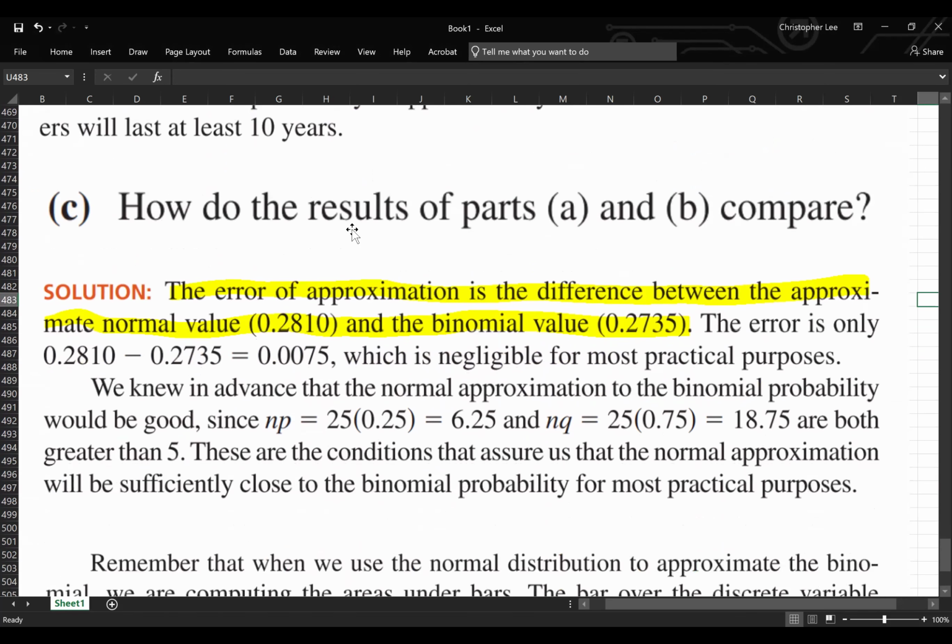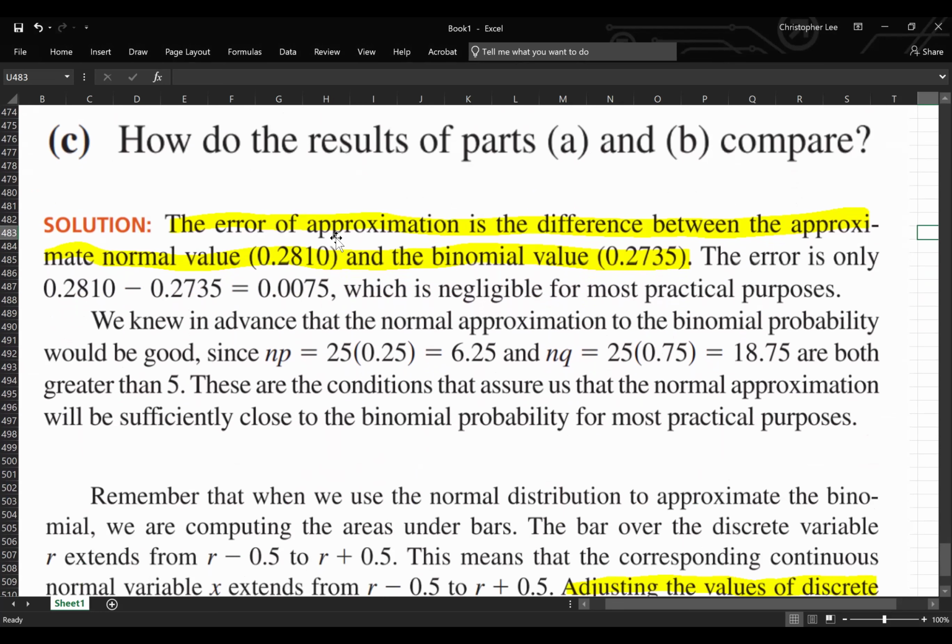So how do these results compare? The error of approximation is the difference between the approximated normal value, which is what we found, 0.281, and the binomial value, which is 0.2735. The error is only 0.0075. You get that by subtracting the two numbers from each other, which is negligible for most practical purposes.